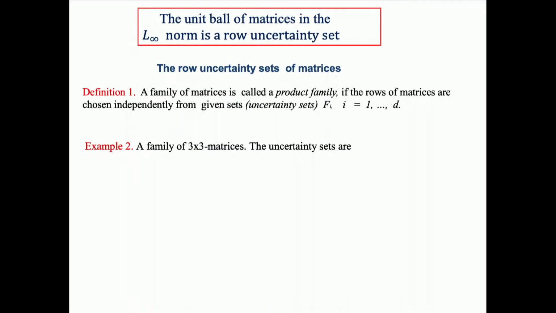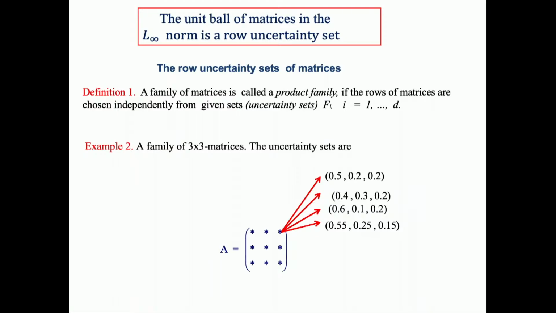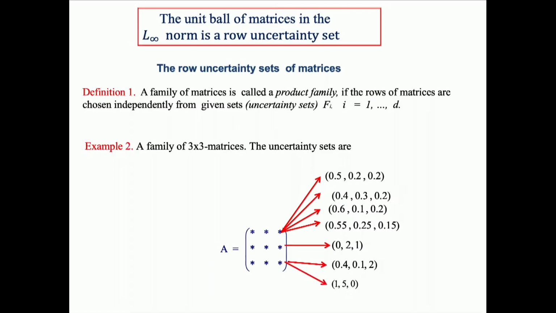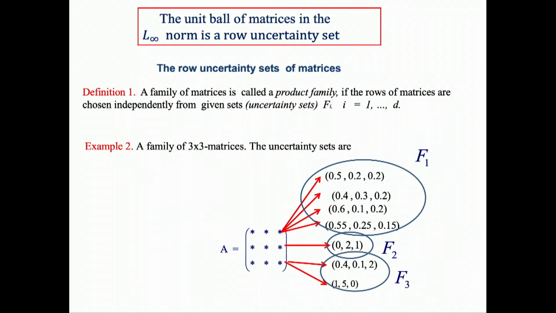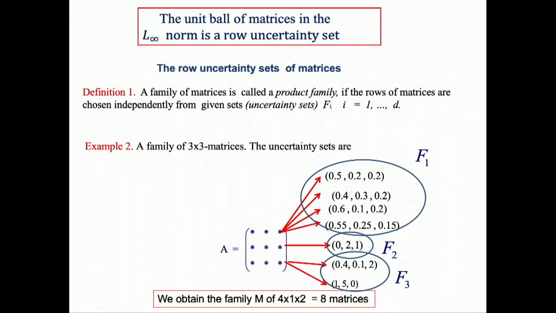If the uncertainty sets are finite, then we can imagine the following situation. We have a choice among 4 rows, 4 elements in the first row, so we can put every row separately. We don't have a choice for the second row, and we have a choice between 2 rows for the last row. So in total, we have 8 matrices. And of course, we can solve it just by exhaustion of 8 matrices. So it will be immediate.